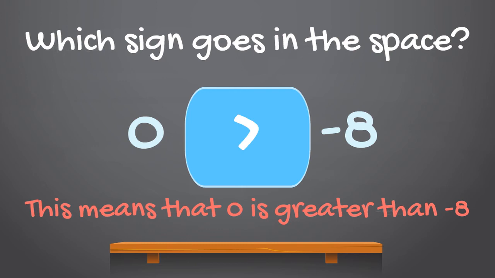This is where you have to be careful and remember the number line. Remember that minus numbers are all less than 0. Think of it like temperature. If it's 0 degrees out, yeah, it's pretty cold, but if it's minus 8 degrees, it's even colder.